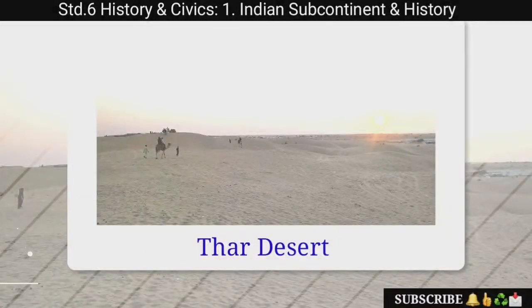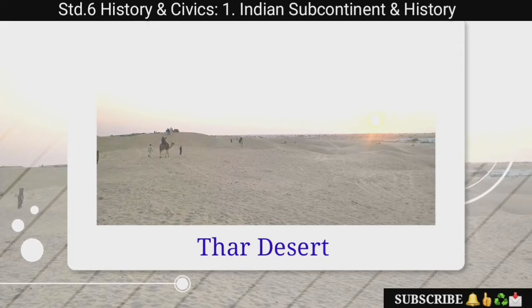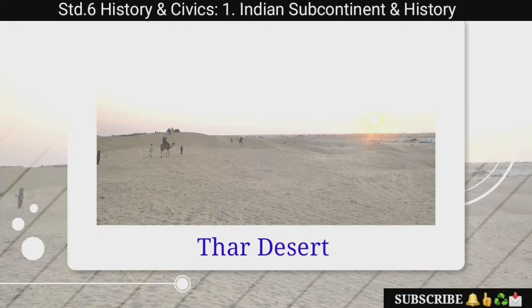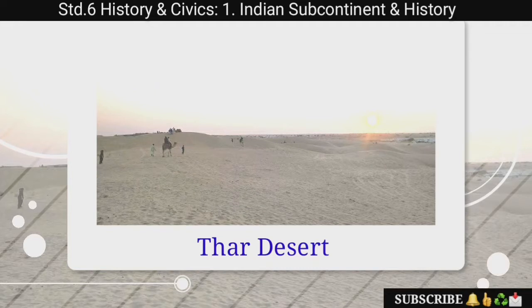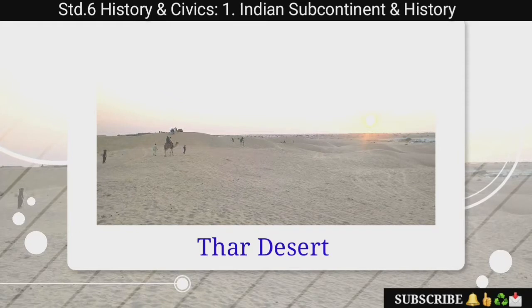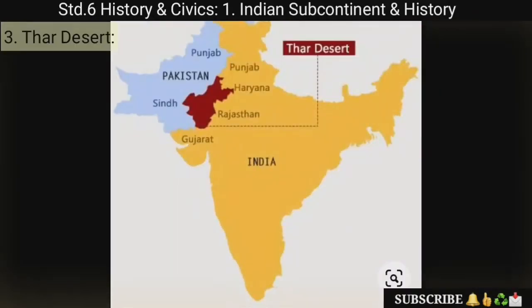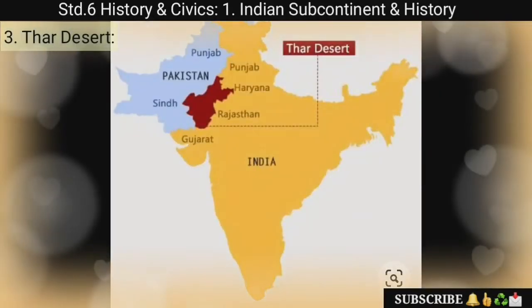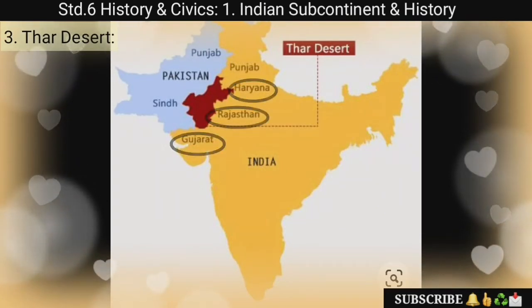Students, now we shall study the third important region of the Indian subcontinent, that is the Thar desert. Do you know what a desert is? Let me tell you. A desert is a waterless, desolate area of land with little or no vegetation, typically one covered with sand. Have you understood the meaning of desert? Now we shall study about the Thar desert. The Thar desert spreads across Rajasthan, Haryana, and some parts of Gujarat.